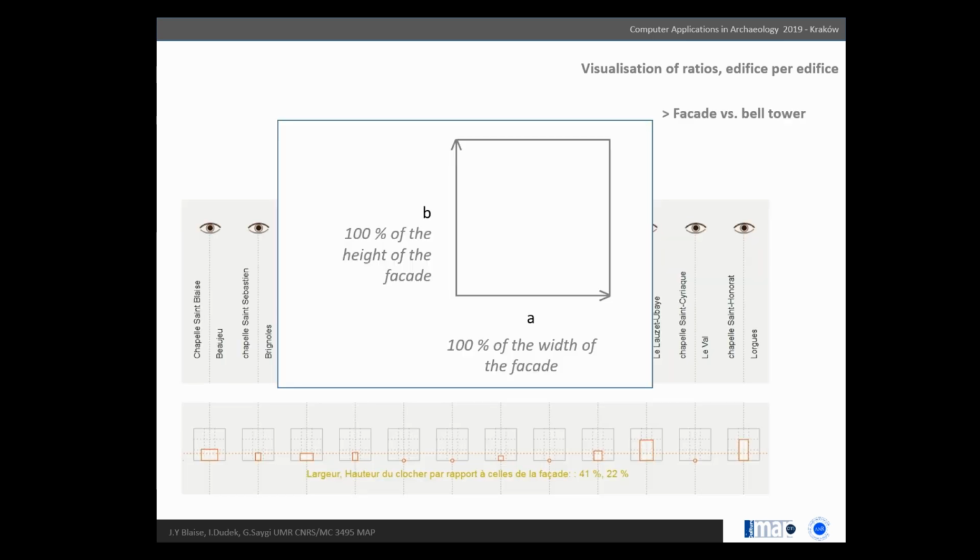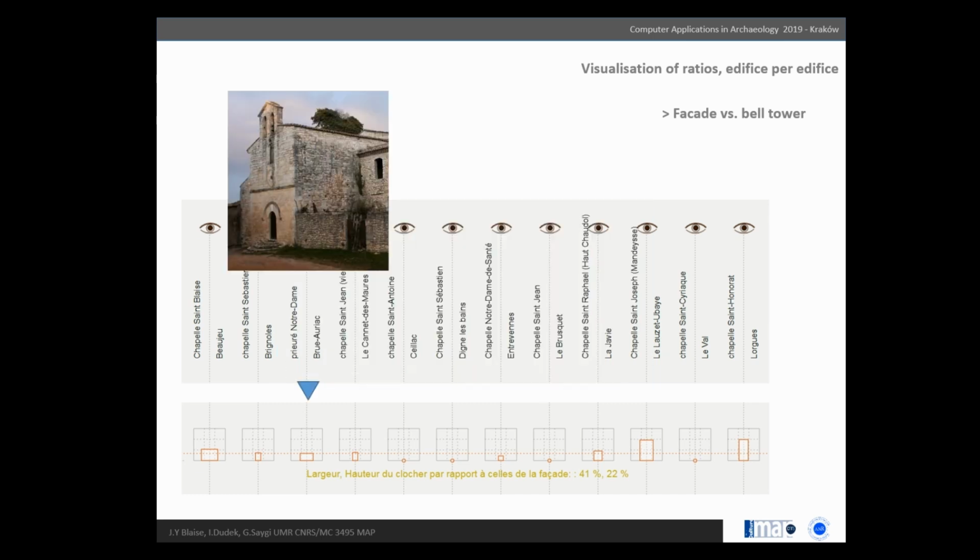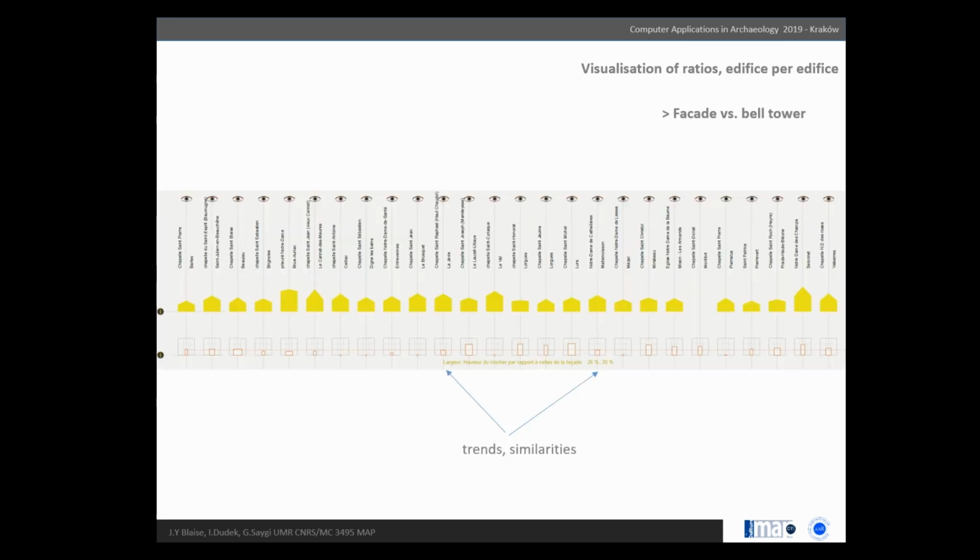Facet versus bell tower. Now here the square represents 100% of the width of the facet and of its height. Then we draw the rectangle representing the bell tower. The width of the bell tower is represented in relation to that of the facet. So this does not show the shape of the bell tower, but it only shows the relation between the two. With a square, you have a homothetic relation. Here again, you see that this one has a rather flat thing here, the facet being very high. Again, trend similarities can be observed.